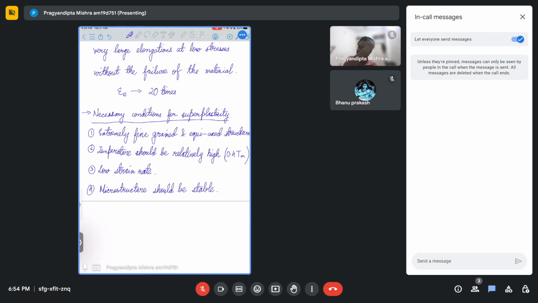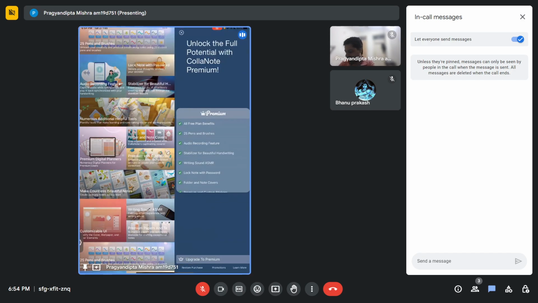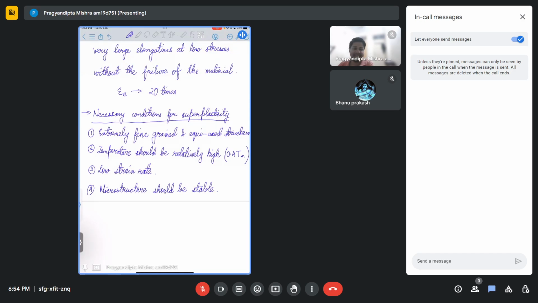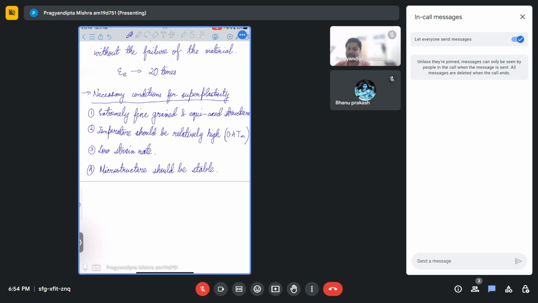Now, what do we mean by that? Microstructure should be stable means that as we apply the deformation, it should just keep elongating. It should not split suddenly, because if the microstructure is not stable, then you might have a sudden break in the system, and then it will fail immediately. You do not need that failure to happen, right? You want the plasticity to keep continuing for a very long time. That is why we are talking about the stability of the microstructure.